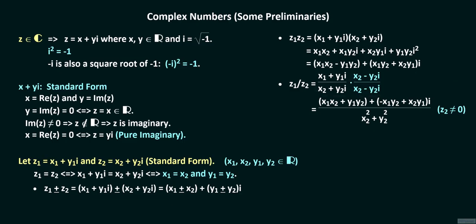With this result, we introduce a new operation for complex numbers on top of addition, subtraction, multiplication, and division. This operation is complex conjugation. We denote the complex conjugate of z as z with a bar over z.